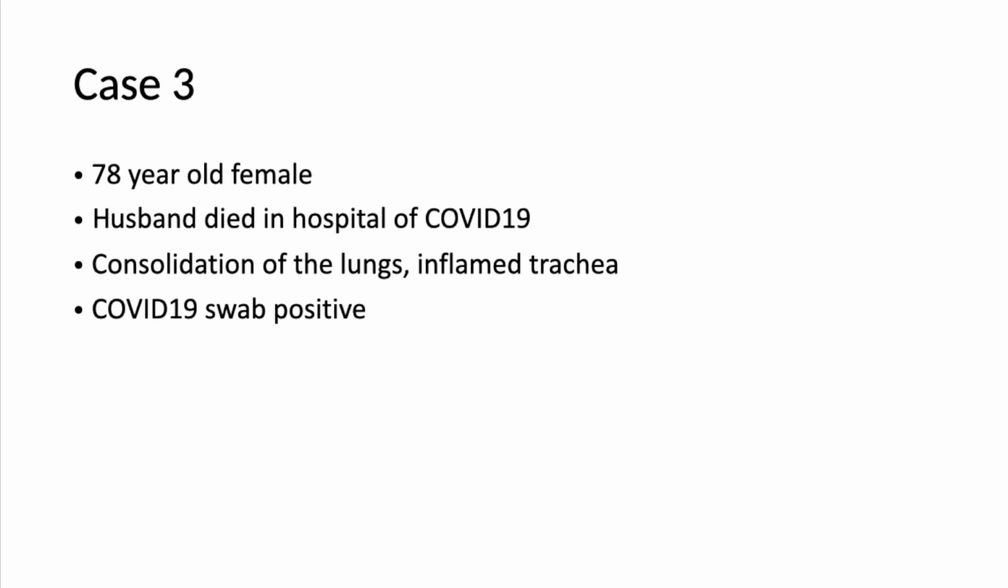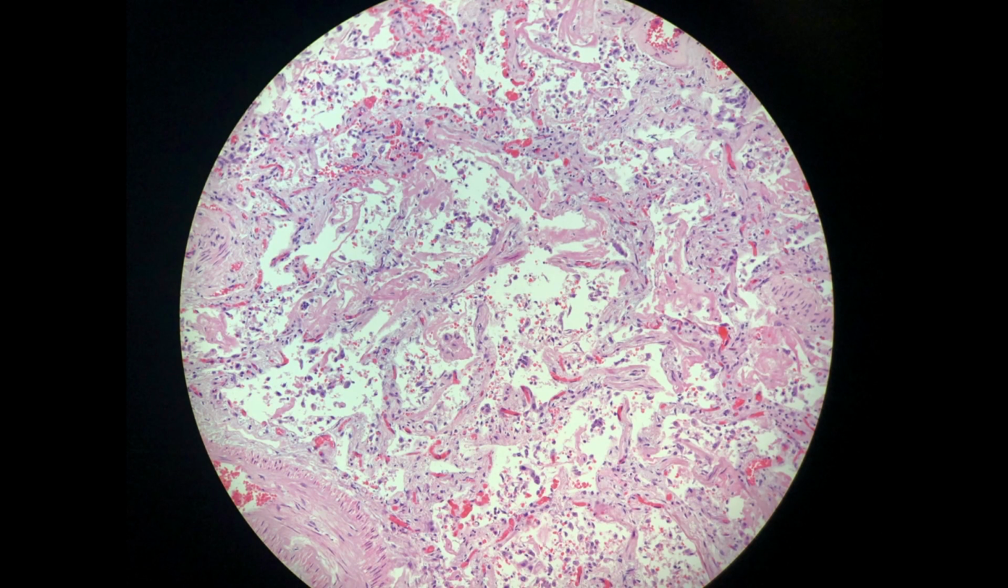The third case was a 78-year-old female whose husband had died in hospital of COVID-19, and then she died at home. She had consolidation of the lungs macroscopically and an inflamed trachea, and a COVID-19 swab taken of the lungs and trachea was positive. In this case, again, you can see changes of diffuse alveolar damage. You can see fibrin production and fibrin membranes lining the alveolar spaces. You can see thickening of the walls of the alveoli. And there is lymphocytic infiltrate, but in this case it's quite a bit less cellular than the two previous ones.